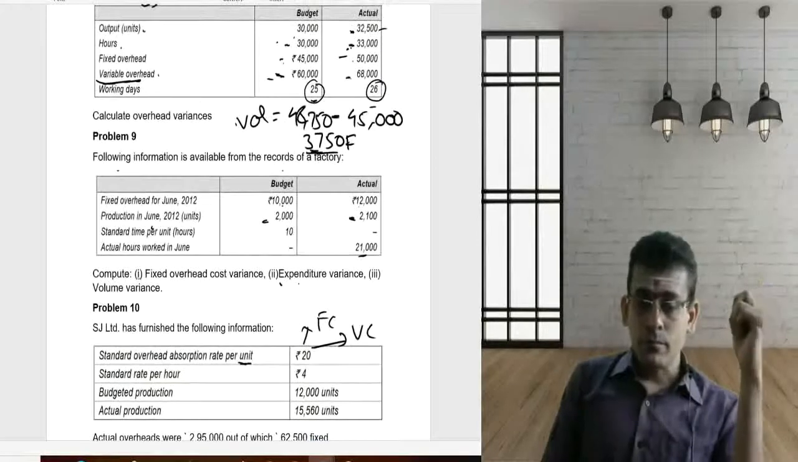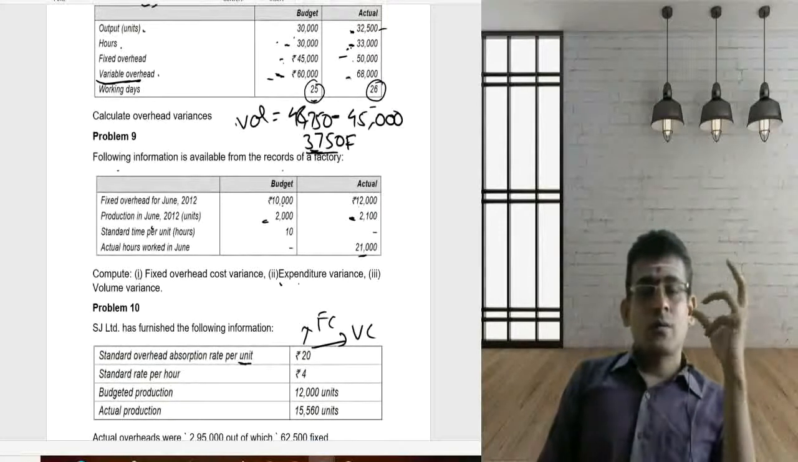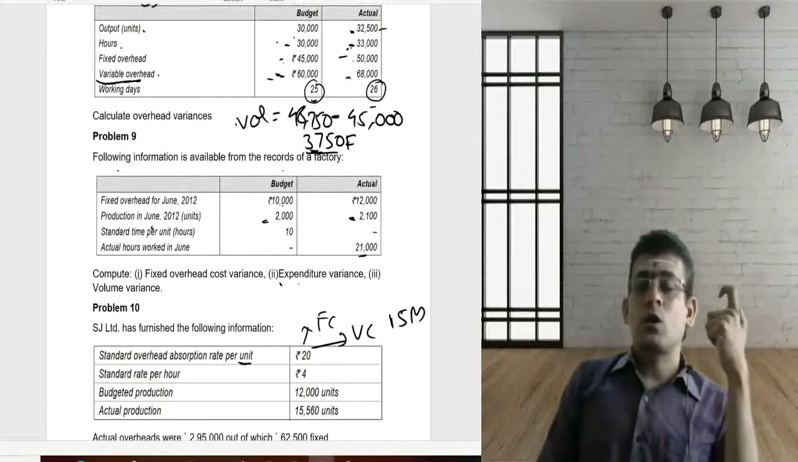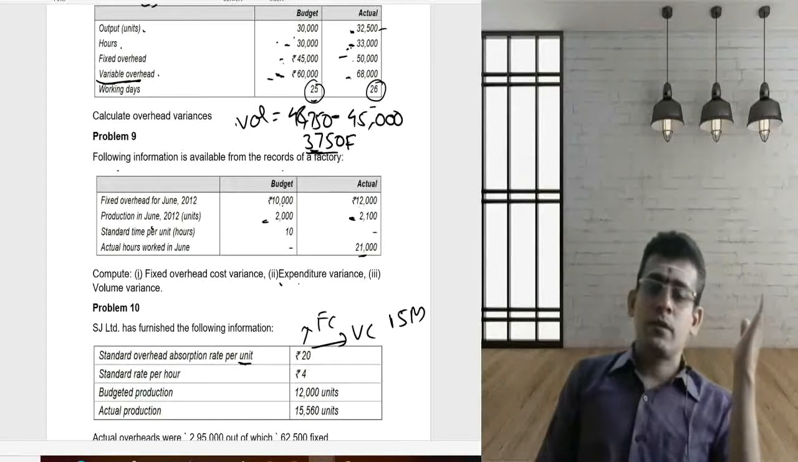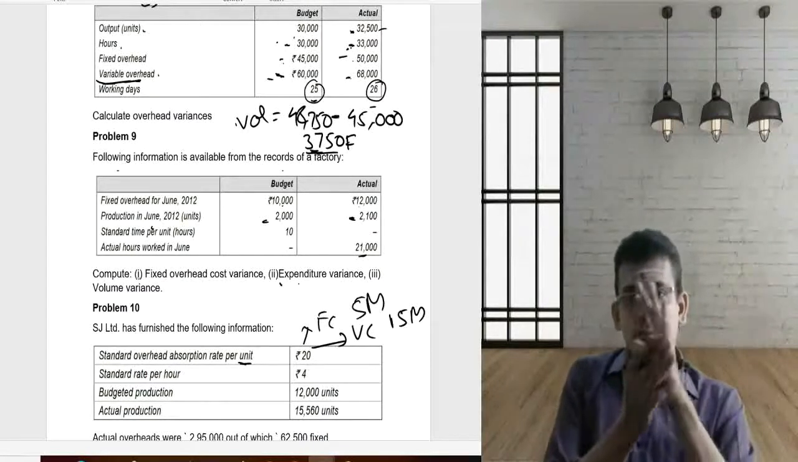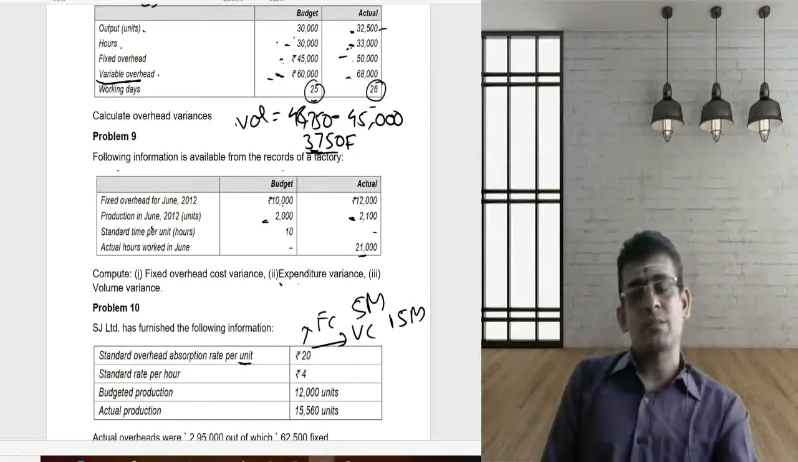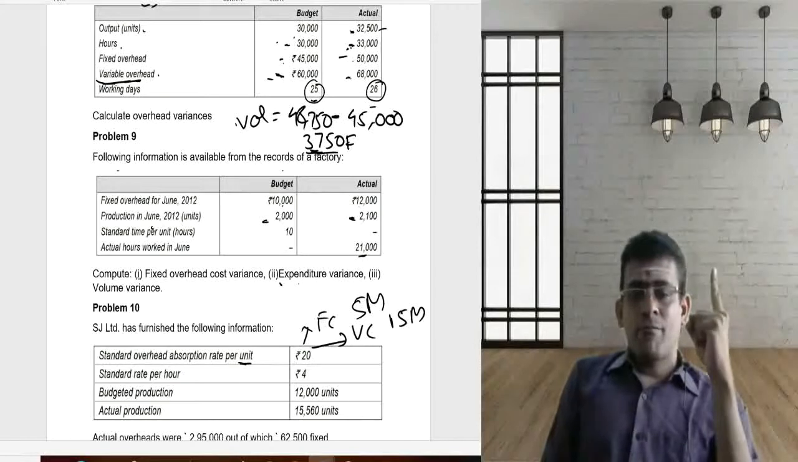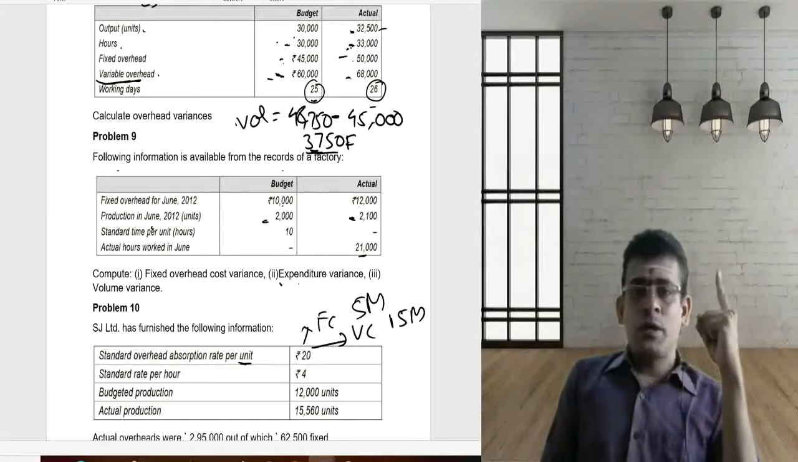Now, what is my total cost per unit? Total is 20. My variable is 15. Then what is fixed? 5 rupees per unit is going to be fixed. So we have broken up this 20 rupees into 5 rupees as well as 15 rupees.